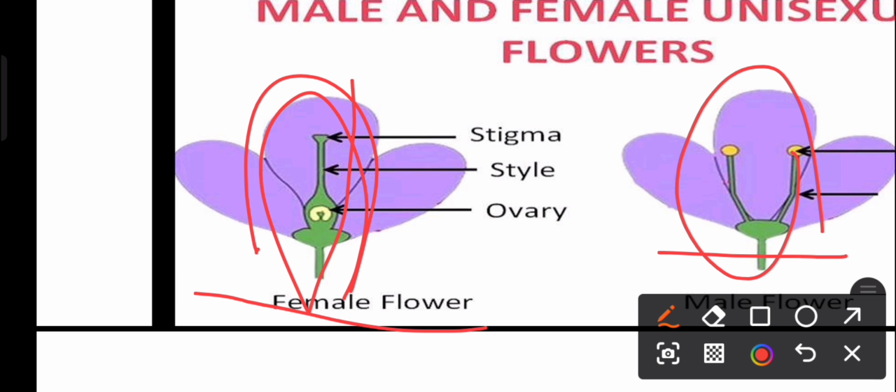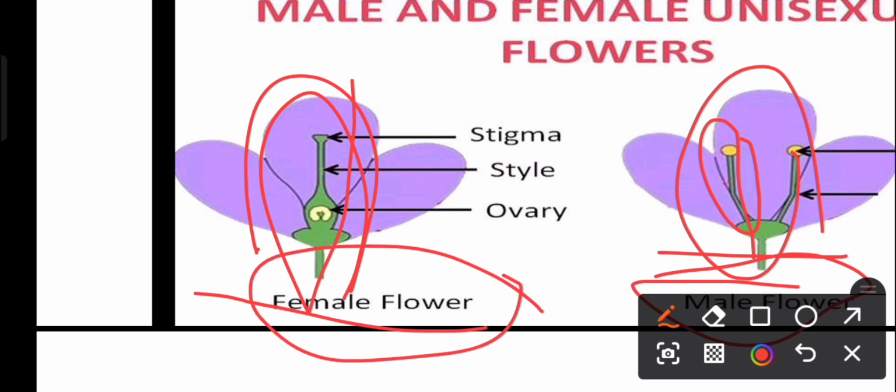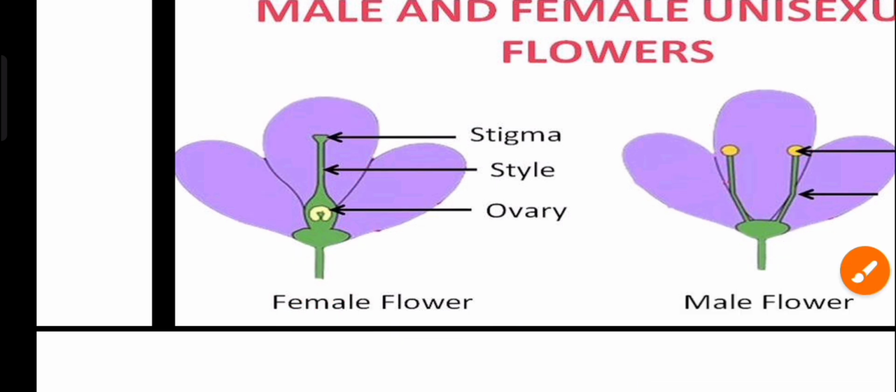Also the flowers which have only stamens, the male part, are called staminate flowers. Also the male flowers are also called as what? Staminate flowers. And then the female flowers are also called as what? Pistillate flowers, because of the presence of only the gynoecium. Understand? This is about the unisexual flower.